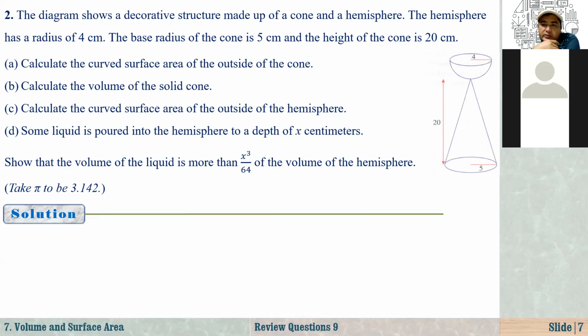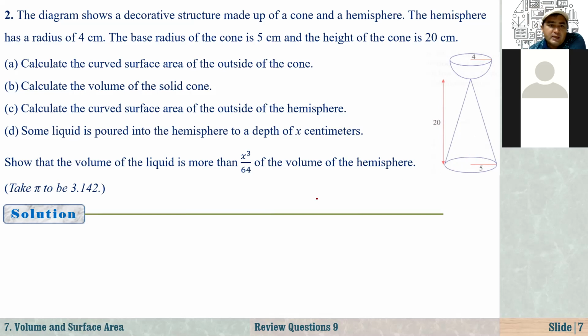All right. So if you look at the picture here, what is it? It's a kind of decorative structure. Maybe in the middle of the city, somebody made this, whatever it is. It says that the hemisphere has a radius of 4, as you see in the picture, the top right standing here. And the base radius of the cone is 5 centimeters. And the height of the cone is 20 centimeters. This centimeter is a very small thing.